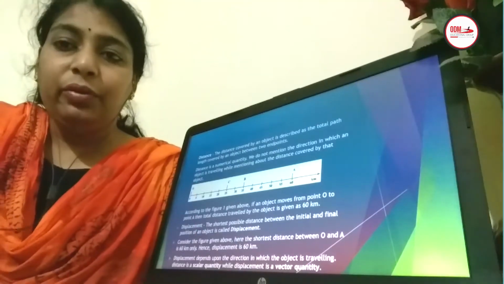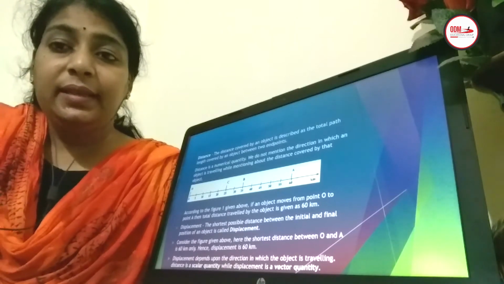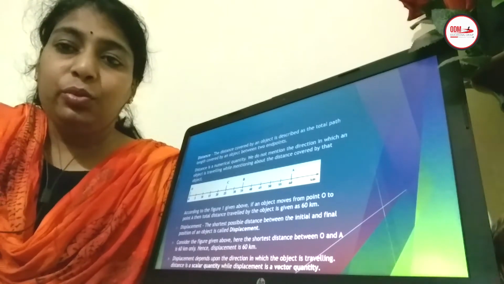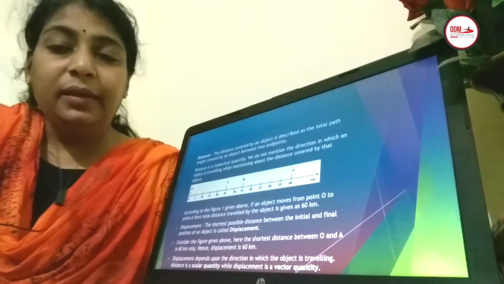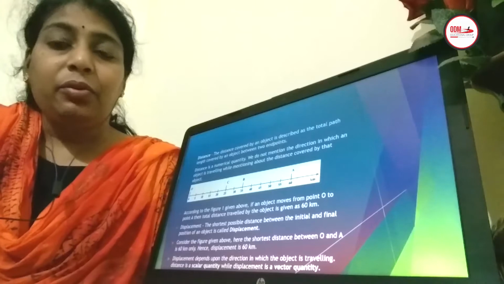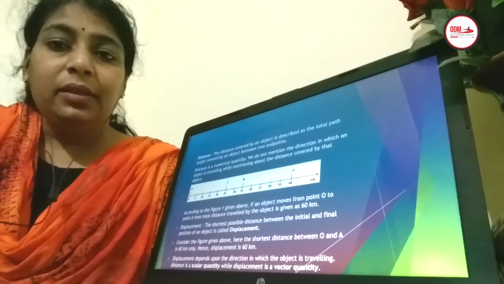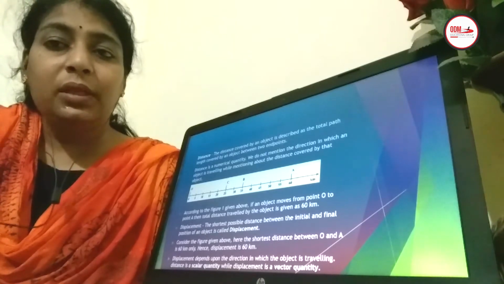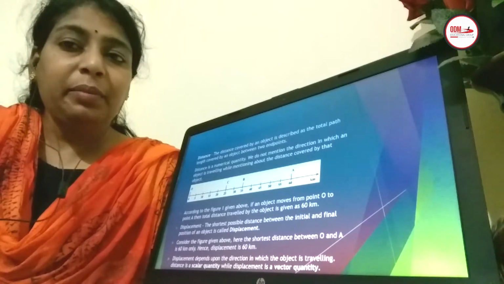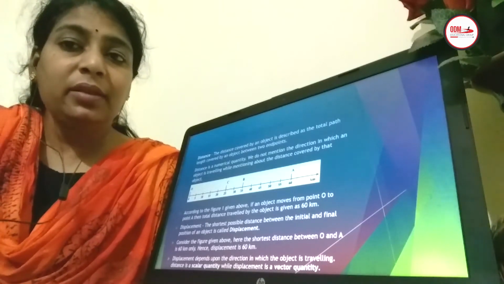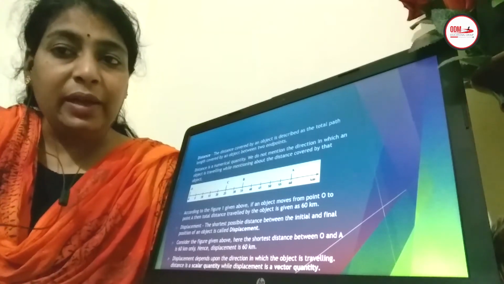In this video we will learn about distance and displacement. These are two very relative terms in motion. First, children, let us define distance. Distance is generally defined as the length of the total path covered by an object, whereas displacement can be defined as the shortest distance between two points, the initial point and the final point.